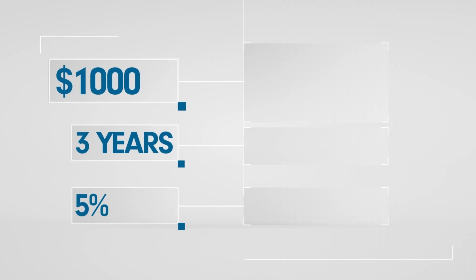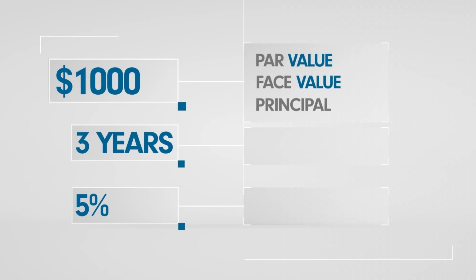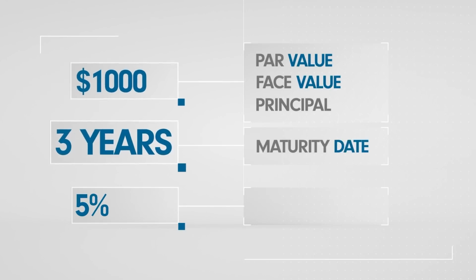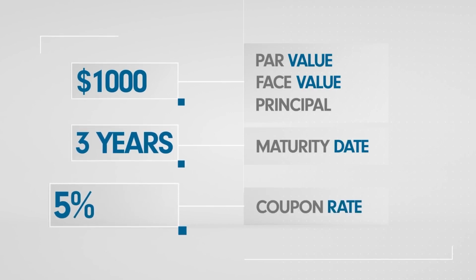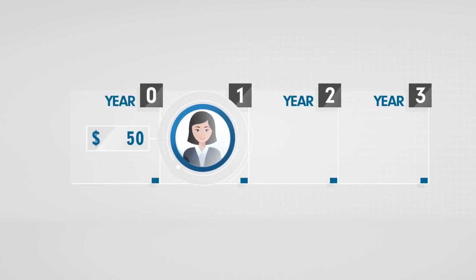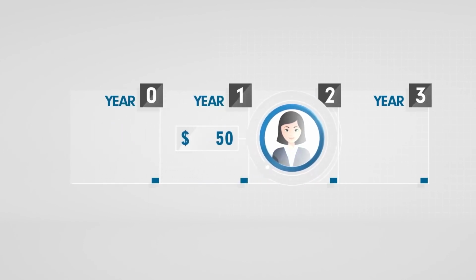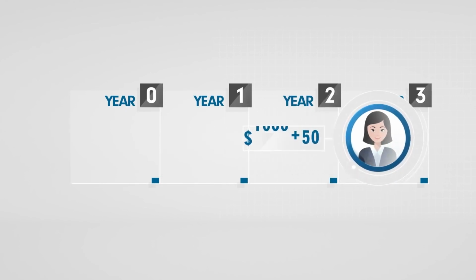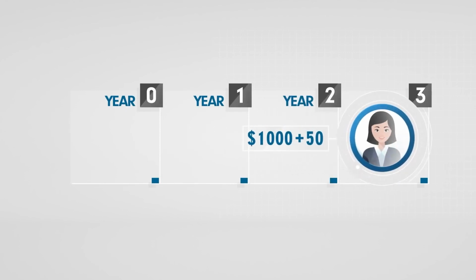We have now introduced the 3 most important components of a bond. $1,000 is a bond's par value, also known as face value or principal. 3 years marks its maturity date, and 5% annual interest is called the coupon rate. If an investor buys the bond at par value, $1,000 in this case, they expect to receive a coupon of $50 every year and then collect the principal when the bond matures in year 3.